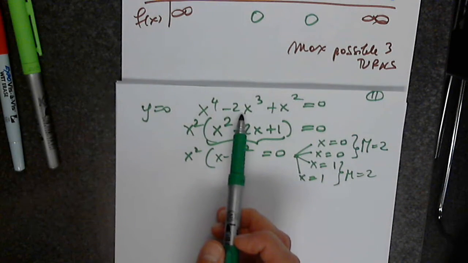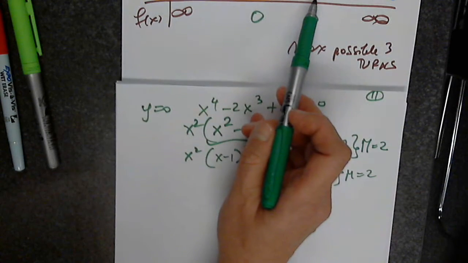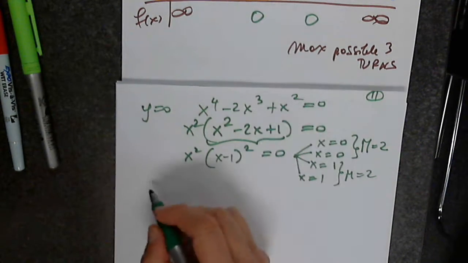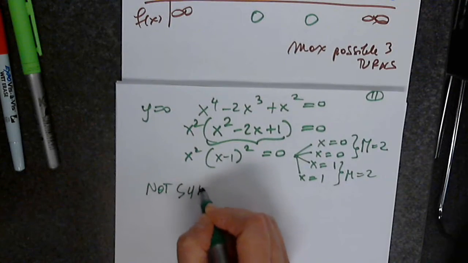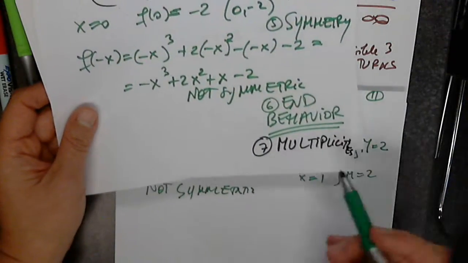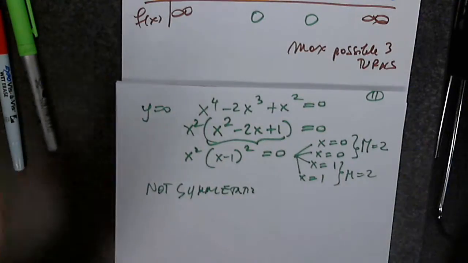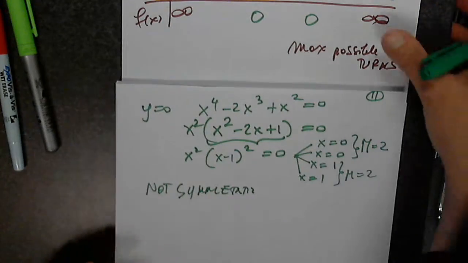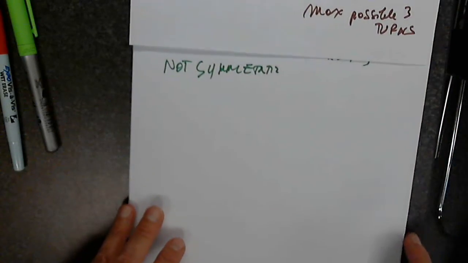Will this function be symmetric? That has a turn at 0 and a turn at 1? No. So I will write not symmetric. At least write something, so I know you didn't forget. End behavior, done. Multiplicities, done. I'm done. I just have to graph it. So let's graph it.